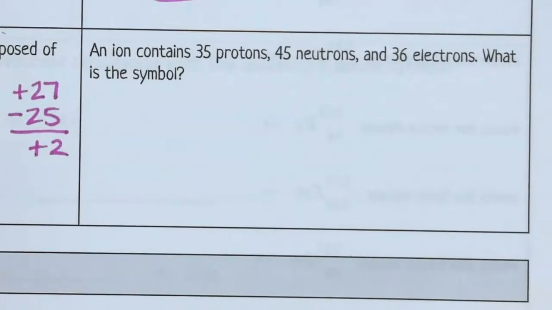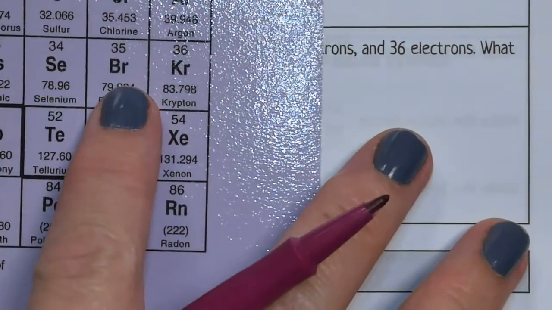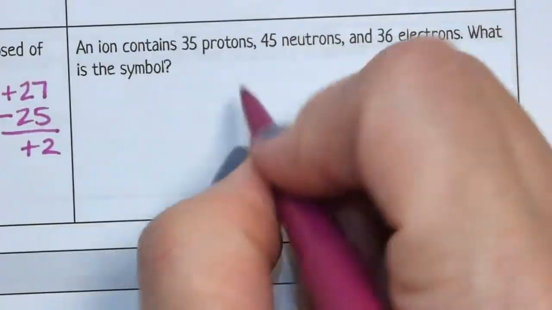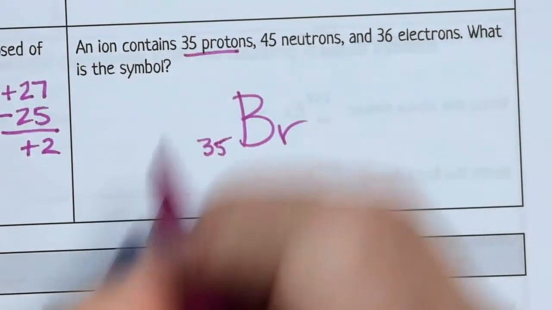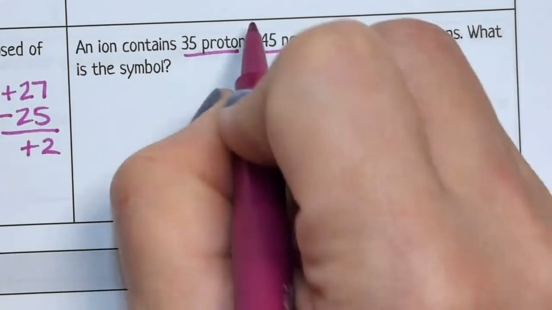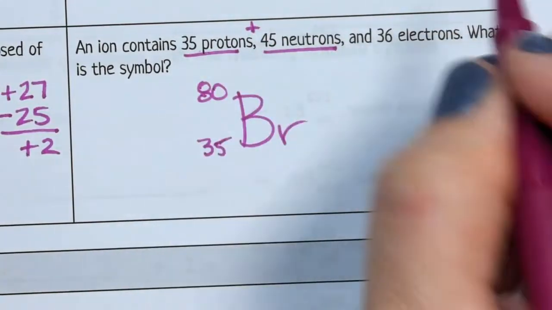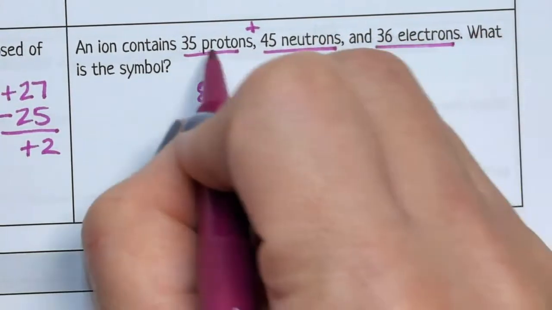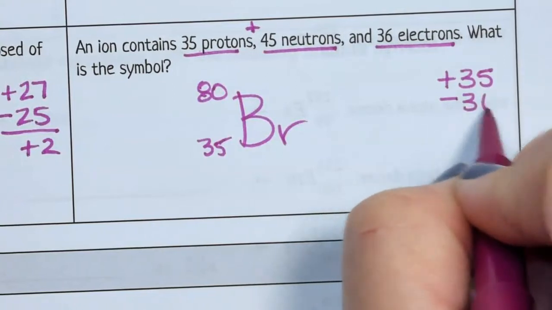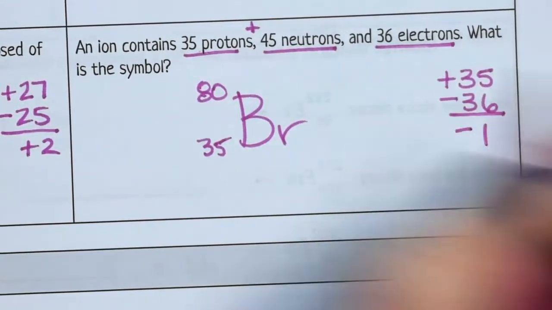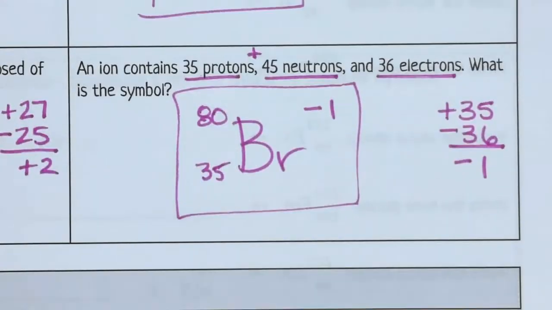For an ion that contains 35 protons, element 35 is bromine. So we're going to write Br, 35 is my atomic number. Protons plus the neutrons together are going to equal 80. And then to get the charge, I got to compare protons and electrons. 35 protons, 36 electrons means I have an overall -1 charge. So this is a -1 ion for bromine.